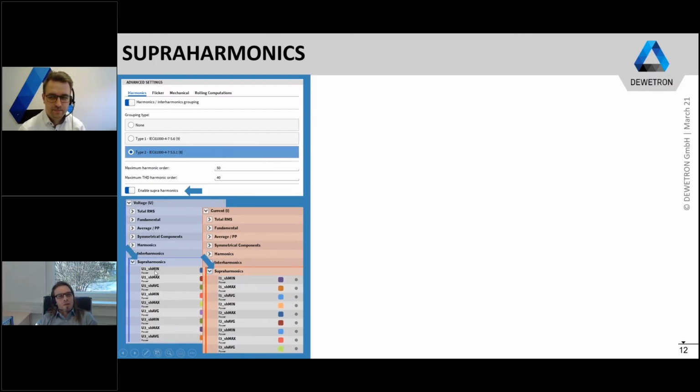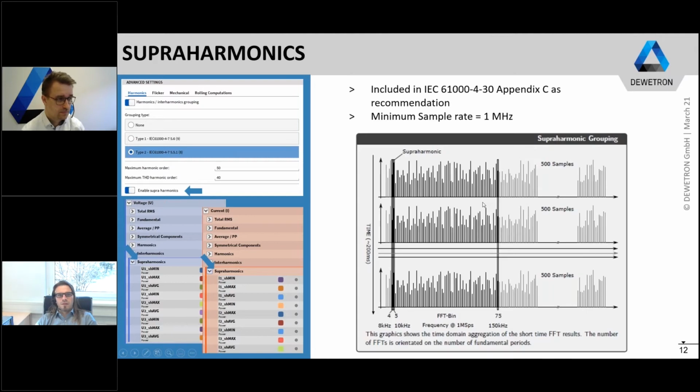And you will find 3 different channels: a min channel, a max channel, and an average channel for each voltage and for each current signal. The following illustration will hopefully show you clearly which information is included in there. In general, the superharmonics are prescribed as a recommendation in IEC 61000-4-30 Appendix C, and the minimum sample rate for activating the calculation must be 1 megahertz.